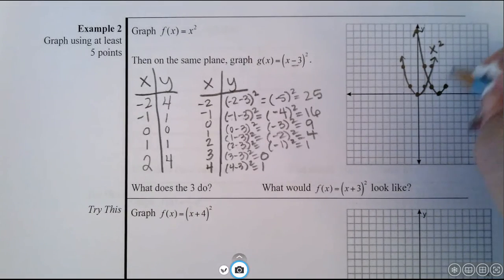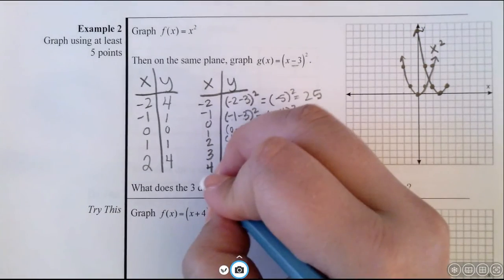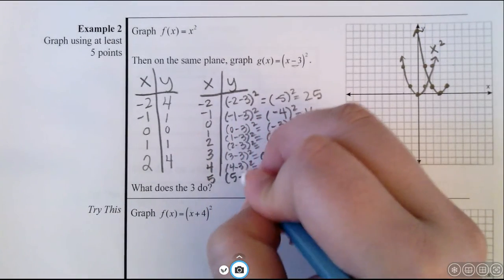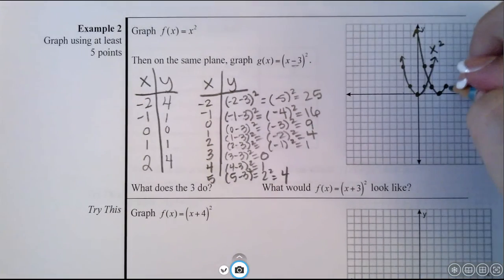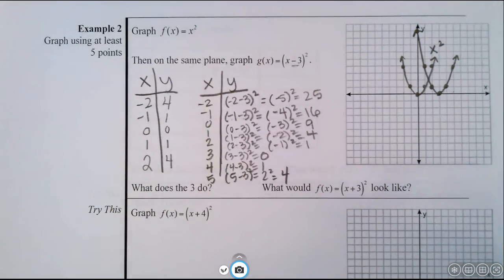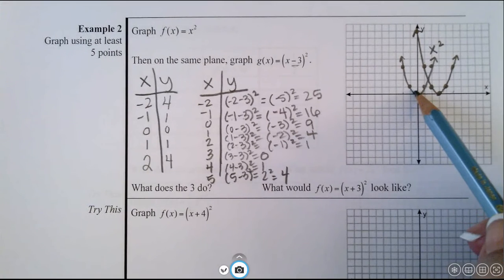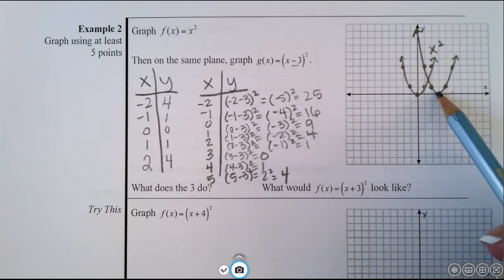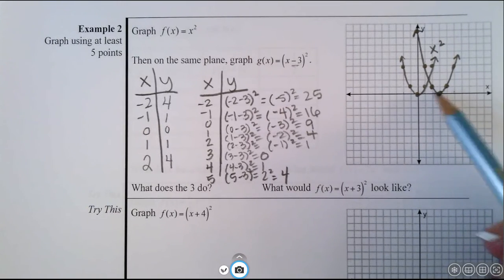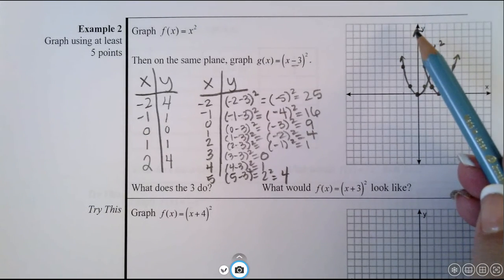So let's see if we can find the point. We would expect the point to be right here. What is happening when x is 5? 5 minus 3 is 2. Squared is 4. So that's exactly what happened. Notice our original graph of x squared and our graph of the quantity x minus 3 squared are again the same shape. We just have an additional point plotted here.